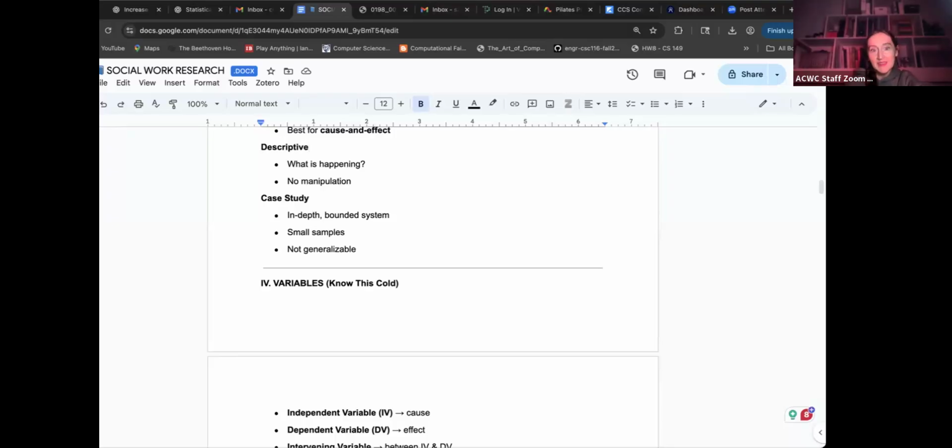Then, of course, you have the case study, right? And this is usually really in-depth, with smaller samples. And this part's important to remember: you can't generalize the data from a case study.